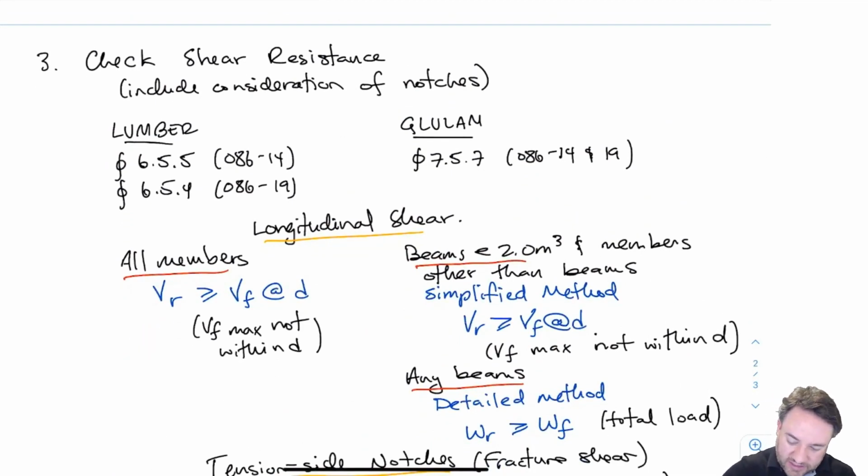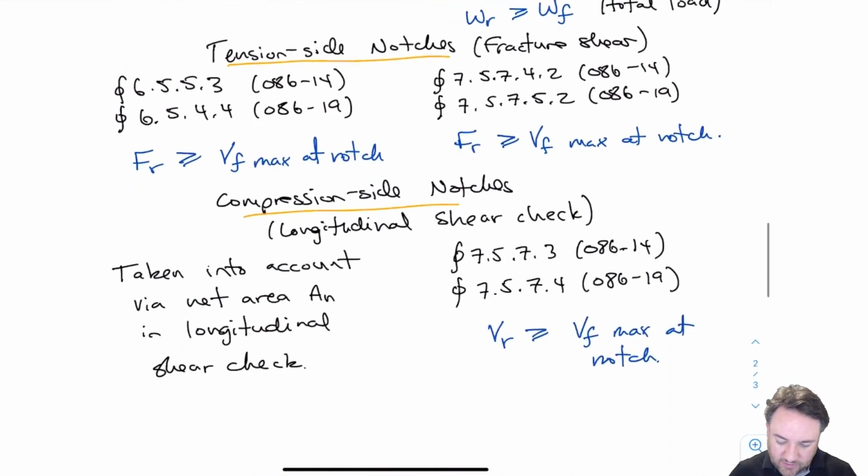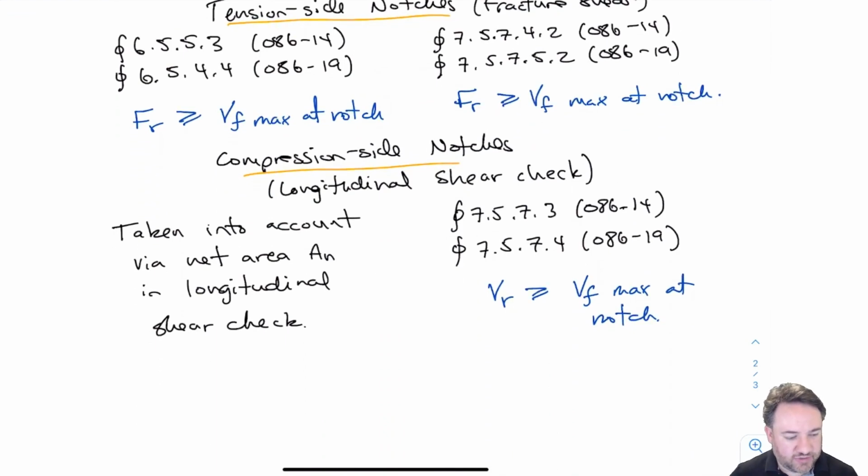You may recall that in the simplified method for glulam beams, there is no AN reduction. They use AG in this equation instead, which is the only difference between those two, the glulam and the lumber approach. But since that equation uses the gross area, we need to have a separate way to consider if there is a net area reduction because of a compression side notch. And so that's what these clauses do. 7.5.7.3 in the 2014 version and 7.5.7.4 in the 19 version.